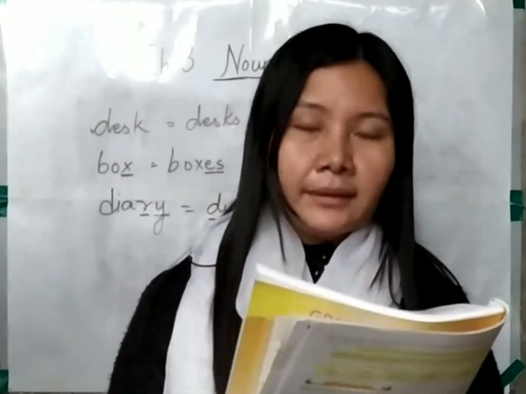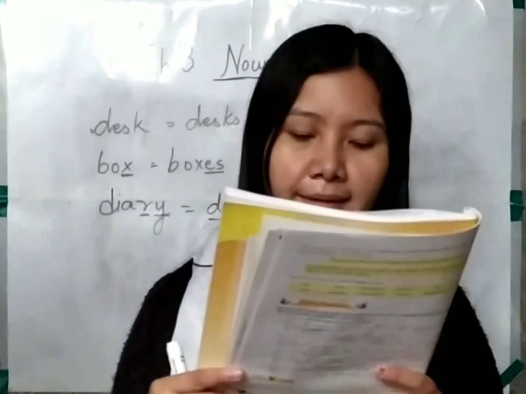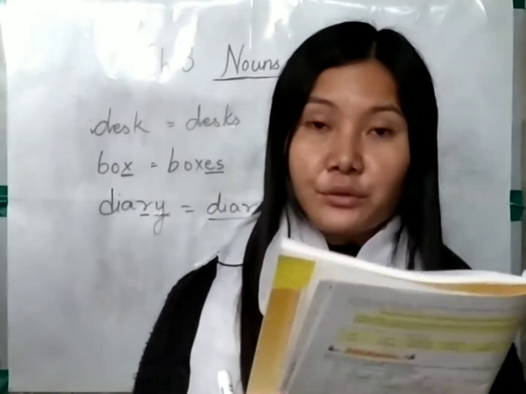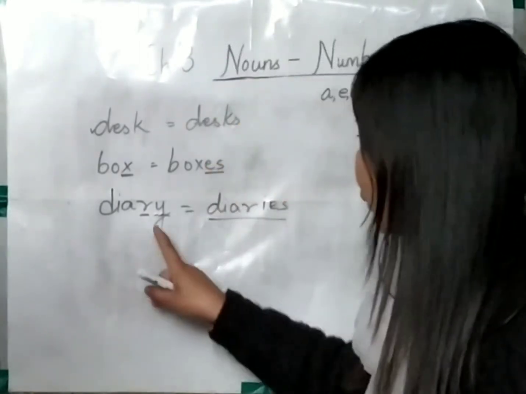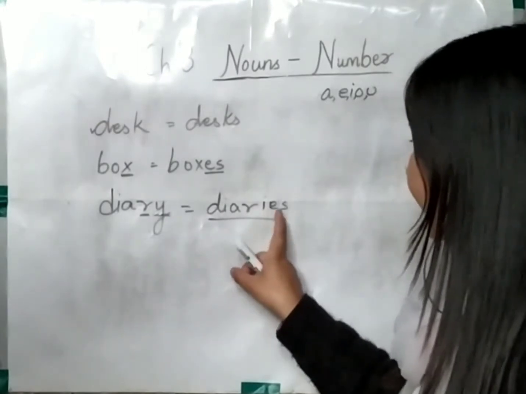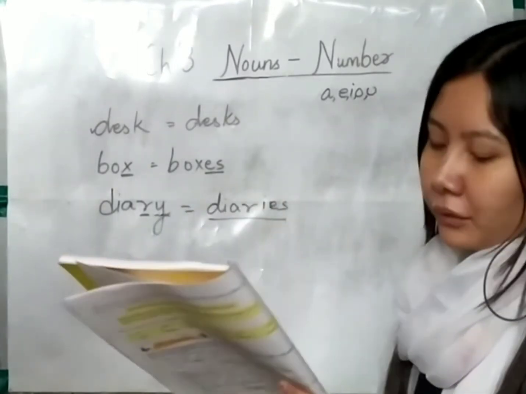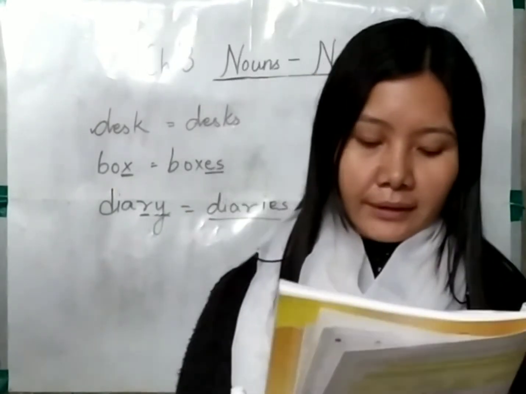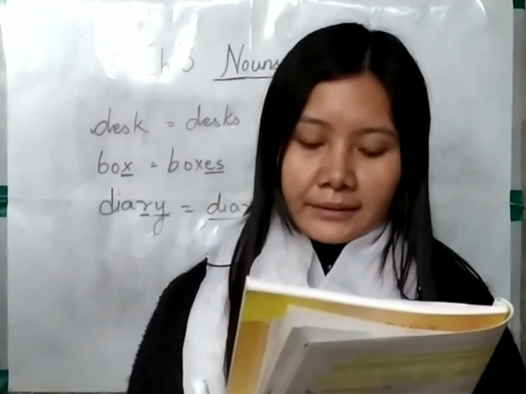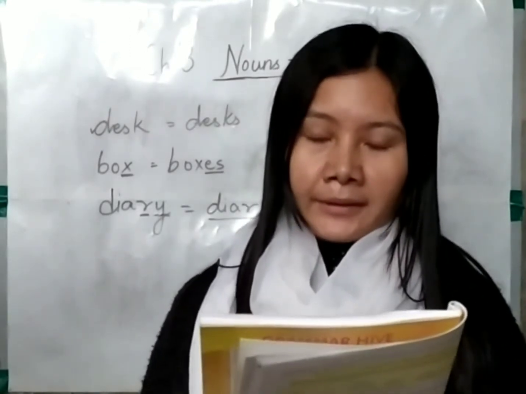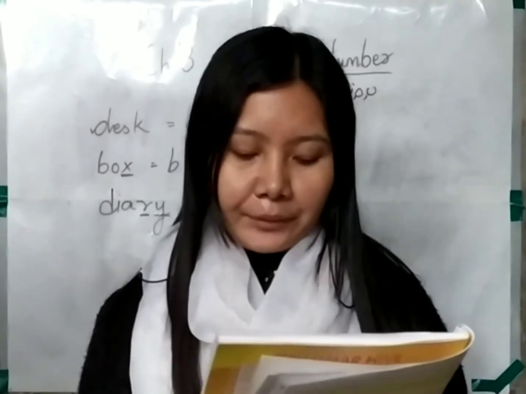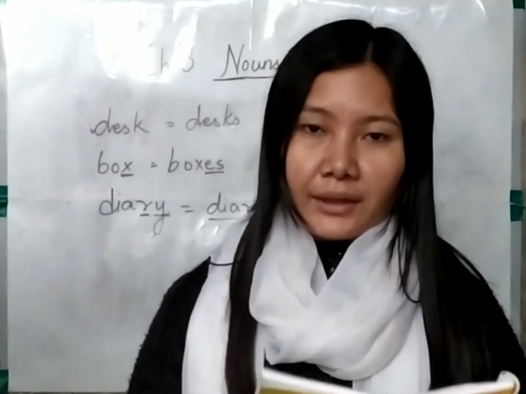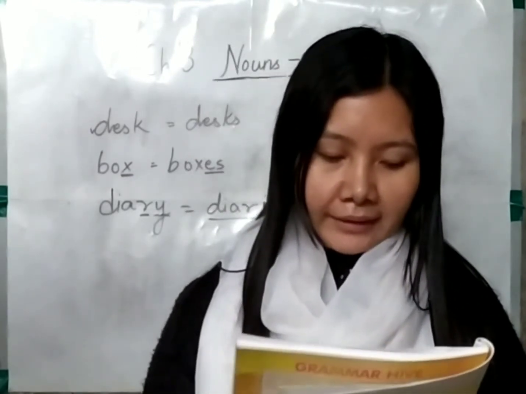So if there is a singular noun that ends in consonant plus y, we change y to i and add es in order to form its plural. So you can see some examples over there in the book. Baby, babies, diary, diaries, lady, ladies, jelly, jellies, library, libraries, cherry, cherries. Now let's read the next rule.